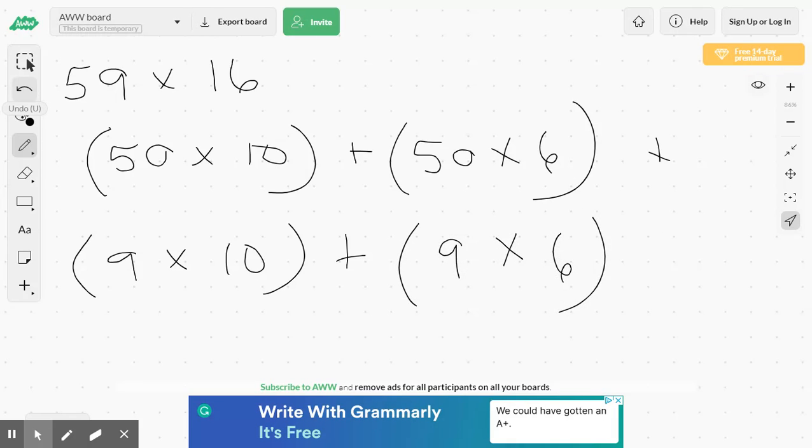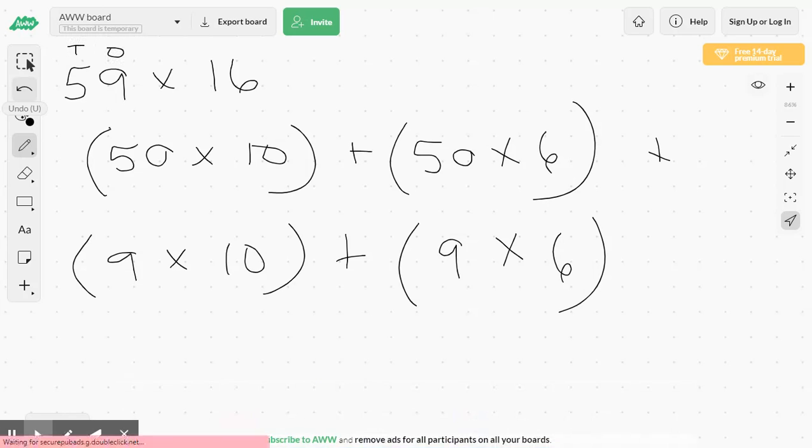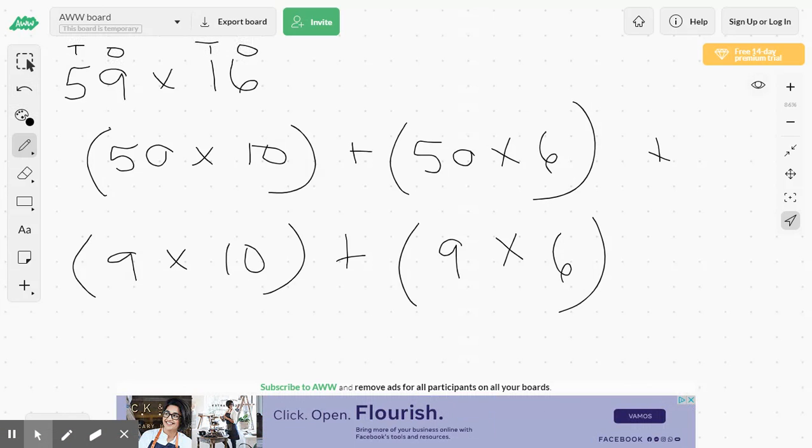Now, the reason I said 9 times 10 and 50 times 10 and 50 times 6 is because of these values. So this is in the tens place, this is the ones, this is in the tens place, this is the ones. So every time that I want to use the 5, it's not a 5, it's actually got the value of 50. Every time I say this 1, it's not a 1, it has a value of 10. Okay, so that there is your distributive property.